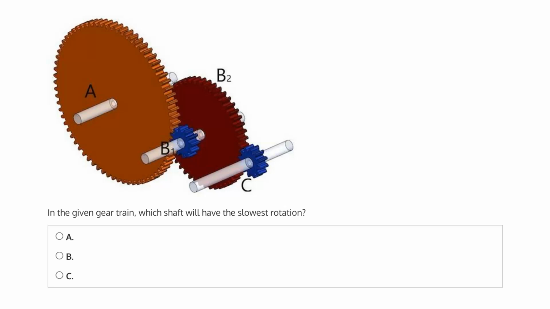So just to make clear how this gear train is set up, we have gear A, so the gear on shaft A is meshed with gear B1, and as it rotates gear B1, shaft B will rotate, and therefore also rotate gear B2. If gear B2 is rotating, well then it will rotate gear C here on shaft C, and this is the full setup of the gear train.